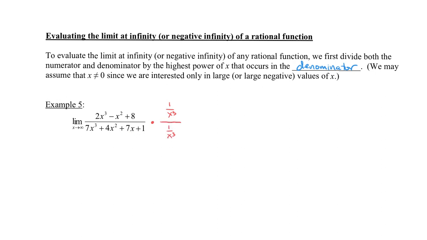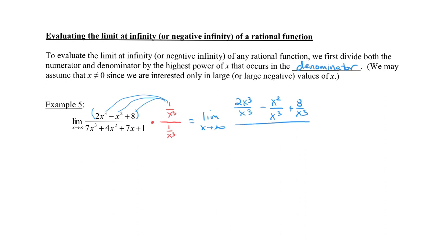So once we do this, think of this as if there were parentheses, and we're going to distribute this through here. What we'll end up with then is the limit as x approaches infinity of 2x cubed over x cubed minus x squared over x cubed plus 8 over x cubed.